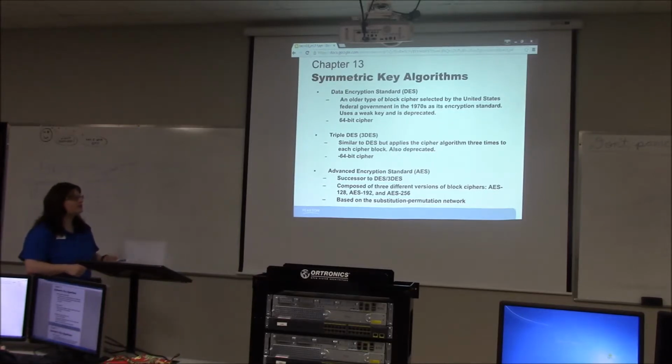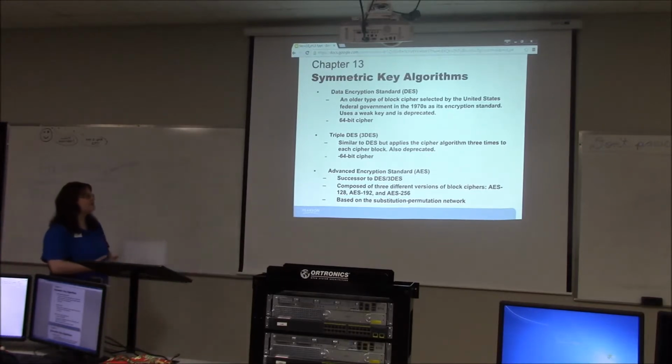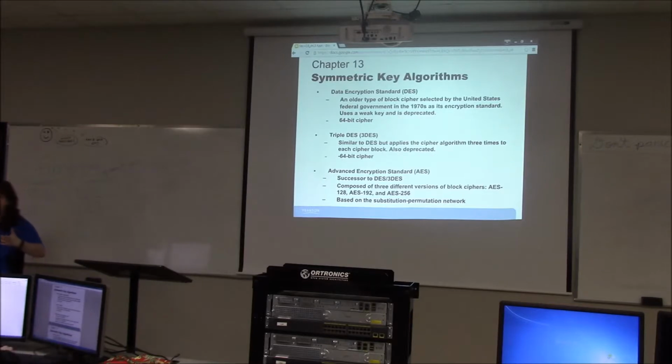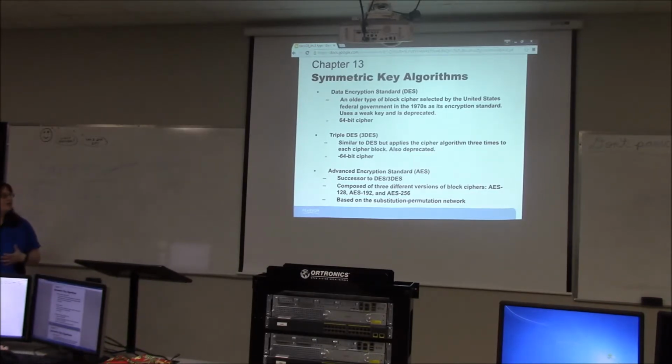Now AES, if you go back to your Network Plus day, you remember that WPA2 encryption in wireless uses AES. So this is actually in use all the time around us. This is the successor. You can have different versions of block ciphers. Like you were asking, that's a block cipher, not a stream, right? It can do 128 bits at a time, 192, or 256. And it uses that substitution permutation.